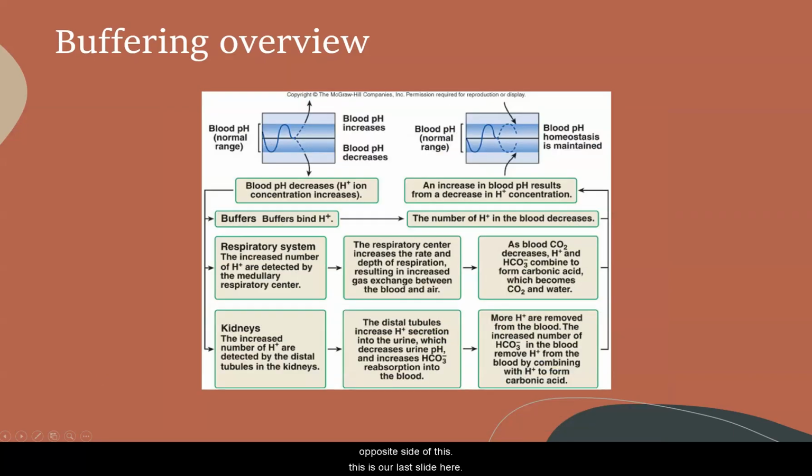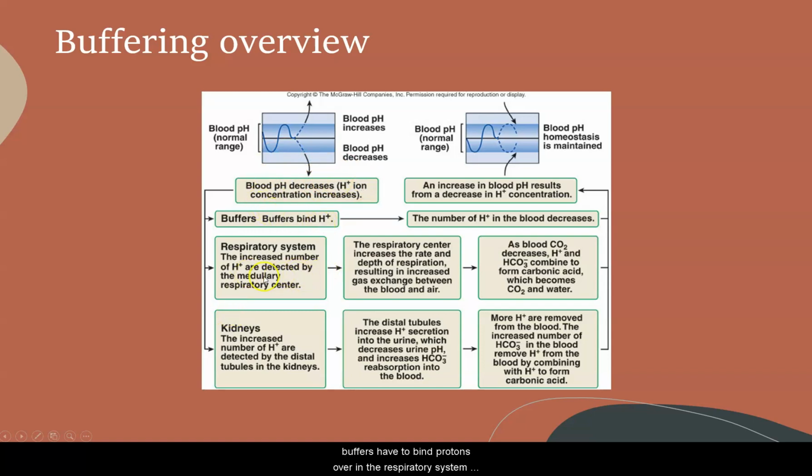Now, let's go to the opposite side of this. This is our last slide here. Let's say the blood pH decreases. When pH decreases, that means there's an increase in ion concentration. So, what happens then? We're now too acidic, so buffers have to bind protons.